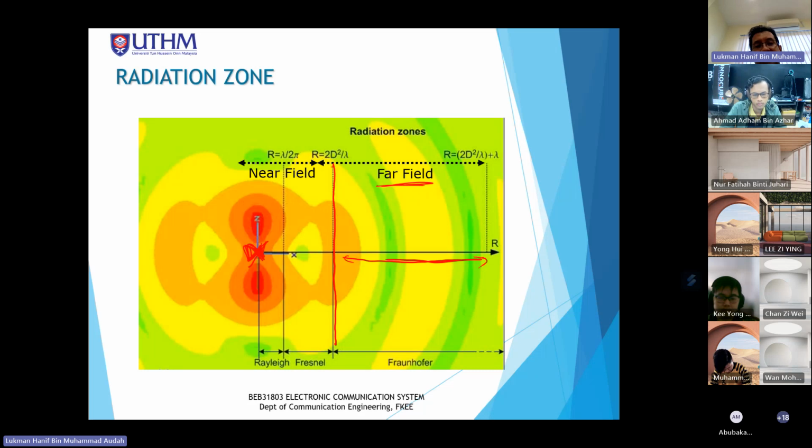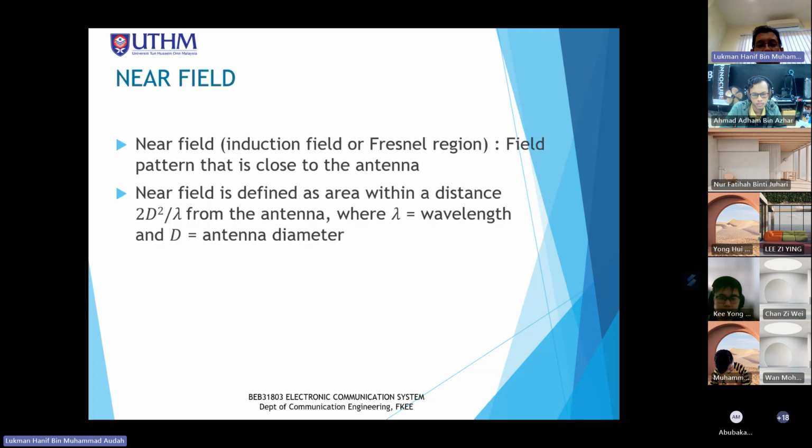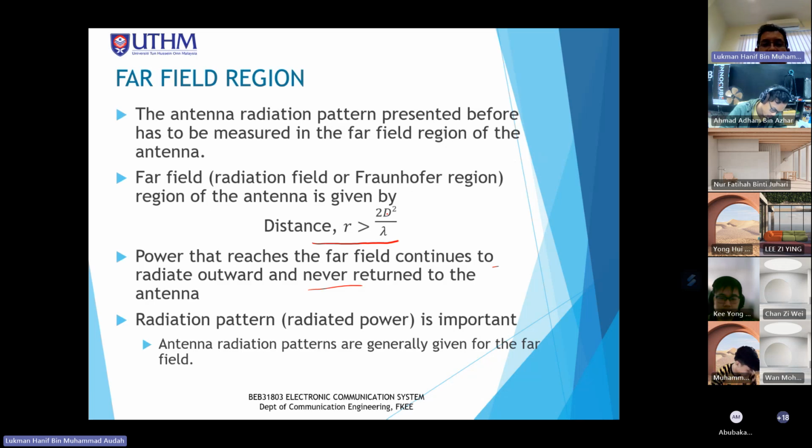And the region near the antenna is what we call the near field region. Near field region is what we call the Fresnel region. It is the region within the distance 2d square over lambda. D is the diameter of the antenna surface, lambda is the wavelength. So the d here is the diameter of the antenna. We're going to see an example of this later.